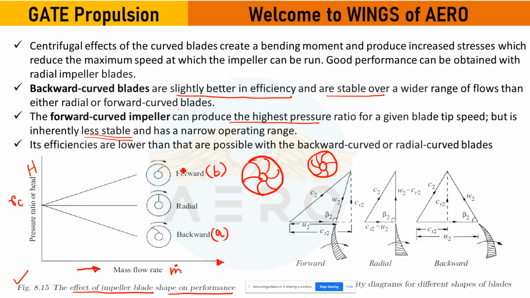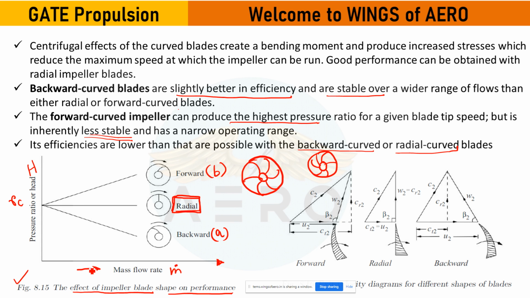Okay, so the efficiencies are lower than what we expected in comparison with the backward and the radial curve. This is an important one. If I want to look for the best performance point of view, we will be using the radial one, because it is a moderate one. Neither is it more stable, nor less stable, it is ranging between that.